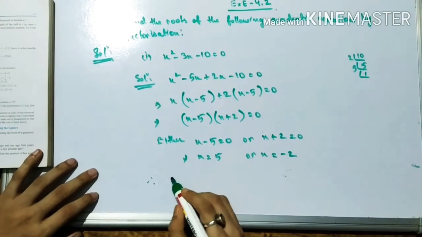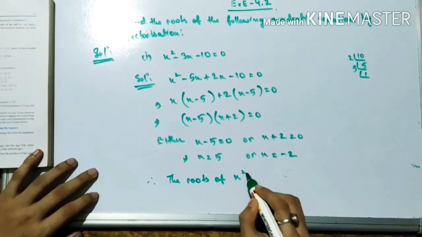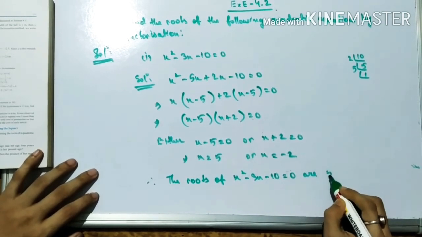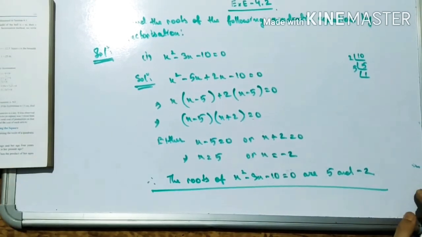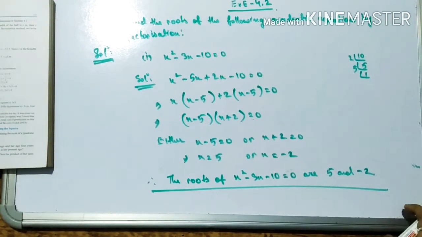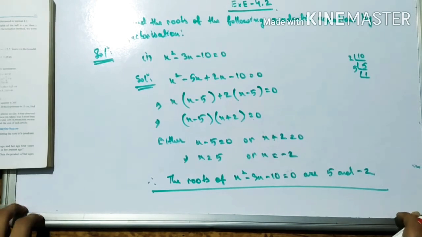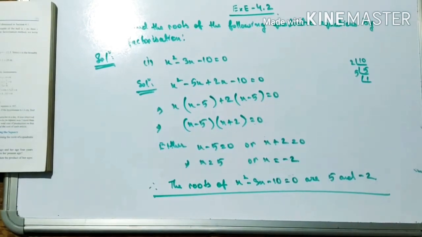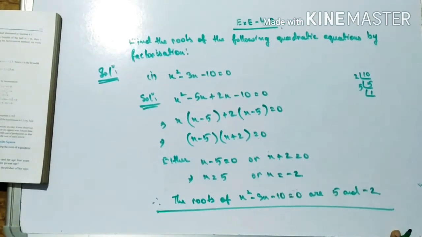Therefore I can write that the roots of x square minus 3x minus 10 is equal to 0 are 5 and minus 2. This is our answer. It is very easy. I have to do the splitting of the middle term, and then I will have to find the value of x. That much only. So in exercise 4.2 type 1, I am doing all the problem sums.